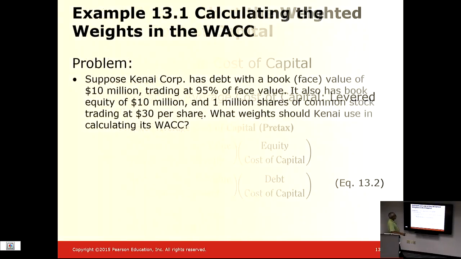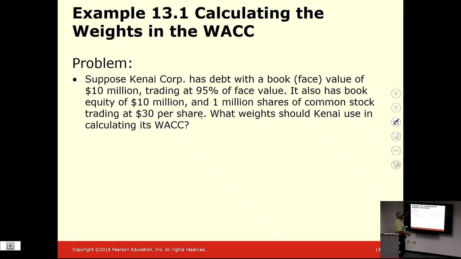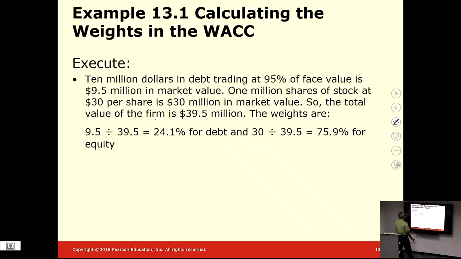So here we have a problem. The firm has debt with a book value of 10 million, but it is trading at 95% of that book value. It also has a book value of 10 million in equity, but it has 1 million shares that are currently trading at $30 per share. First of all, what weights should Kenai Corporation use? And what we should be using is market value.